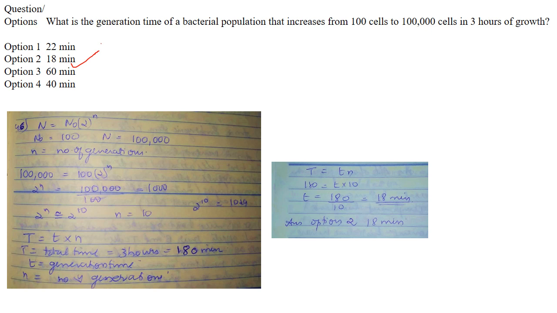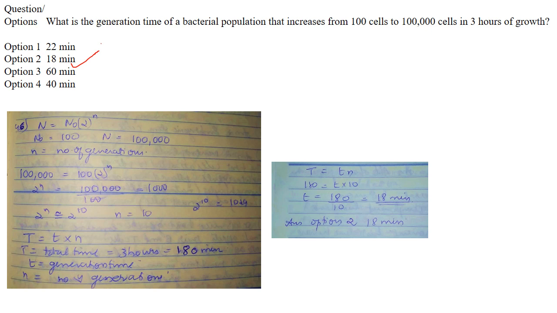So N is equal to N0 times 2 raised to n, where N0 is the initial population, N is the final population, and small n is the number of generations. If you know N and N0, you can calculate n. So n is equal to 10.